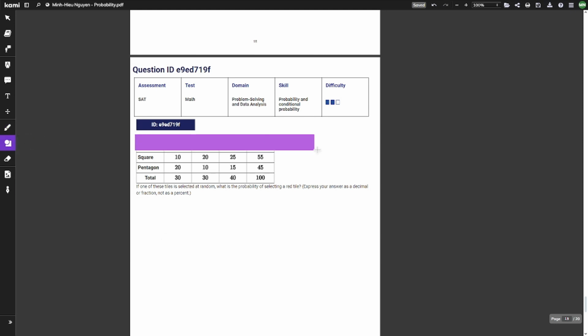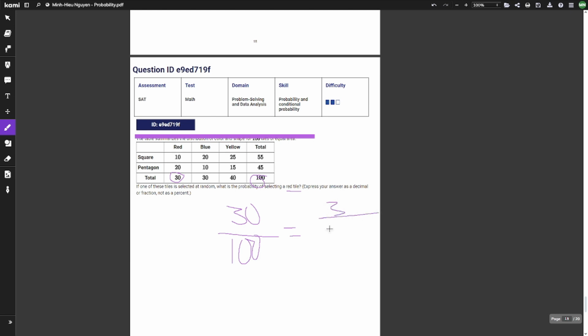Question number 19. If one of these tiles is selected at random, what is the probability of selecting a red tile? Now I do notice we have two shapes here, but they never said anything about shapes, so we're just going to include both of them. So I have the number of red tiles here, 30, over our total, 100. Simplify that down over 10, 3 over 10, and that's going to be our answer.